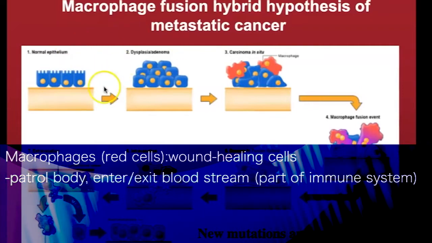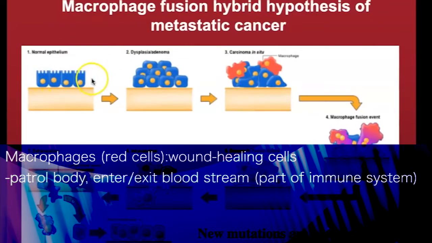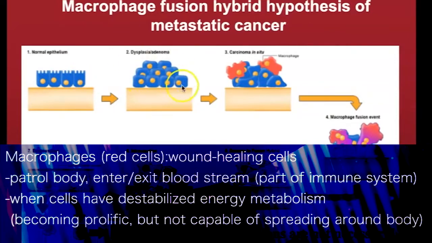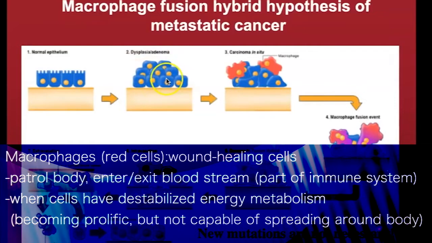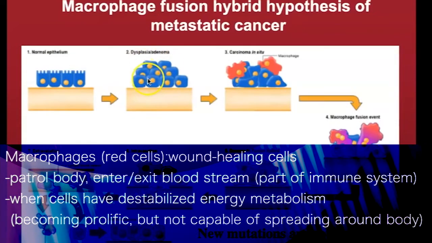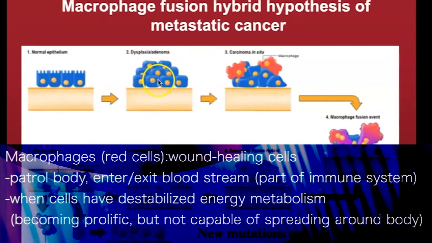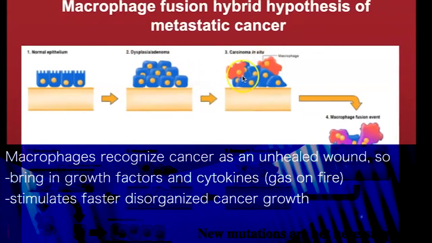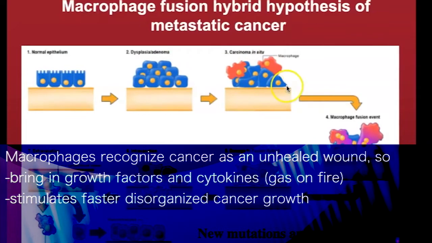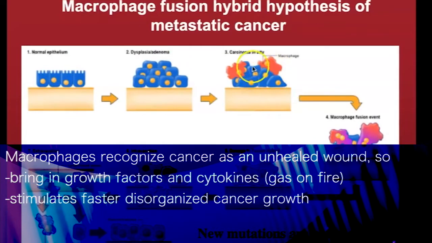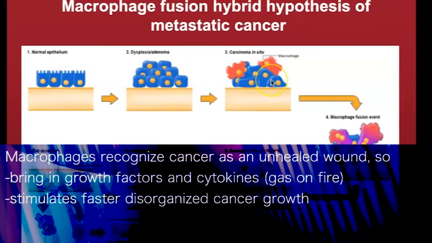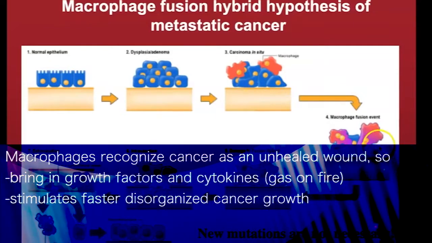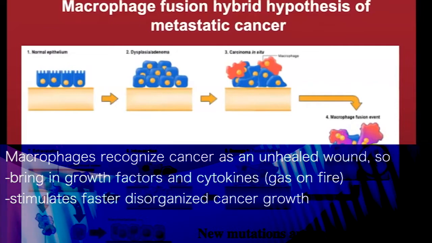So when we have an incipient cancer, here are normal epithelial cells. Many cancers arise from epithelial cells. They become destabilized by any one of the provocative agents. They have destabilized energy metabolism. They are entering their default state, but they are not capable of spreading around the body. Our immune cells come into this microenvironment, recognizing cancer as an unhealed wound, and they begin to throw out growth factors and cytokines, which is like putting gasoline on the fire. It stimulates these incipient cancer cells to grow even more disorganized and dysregulated.